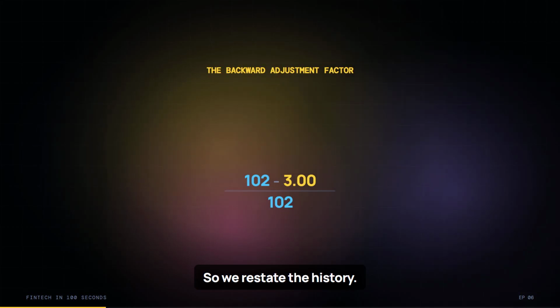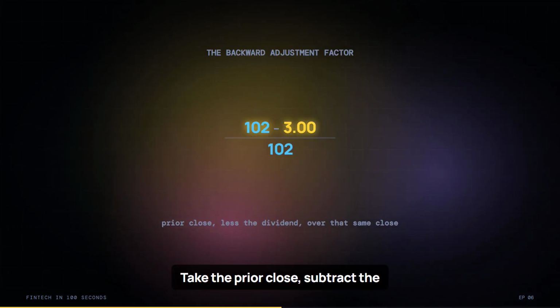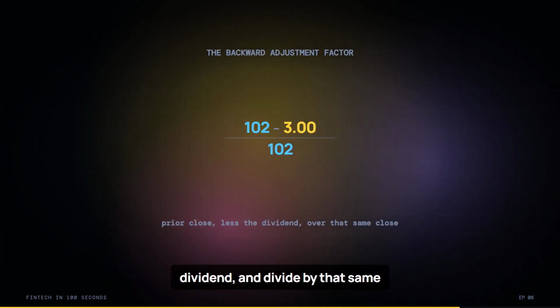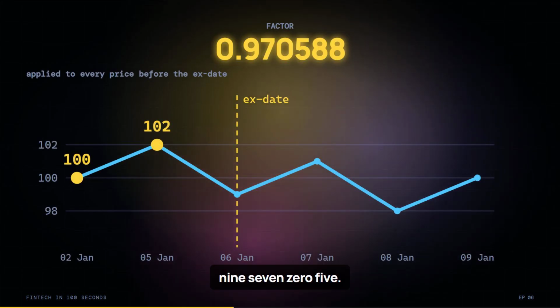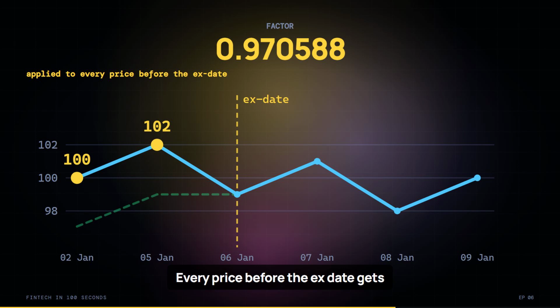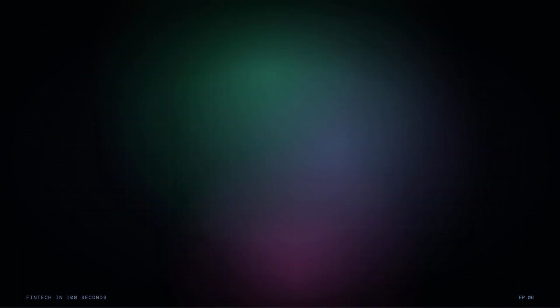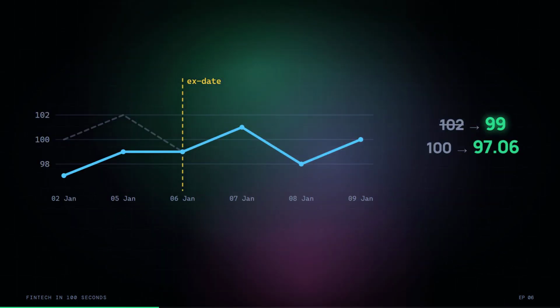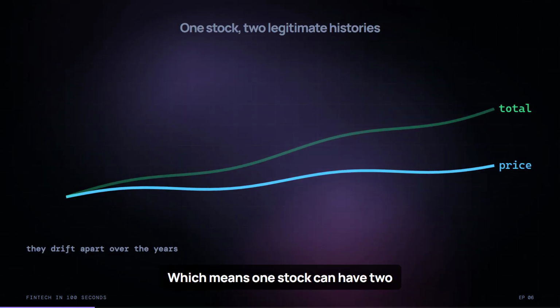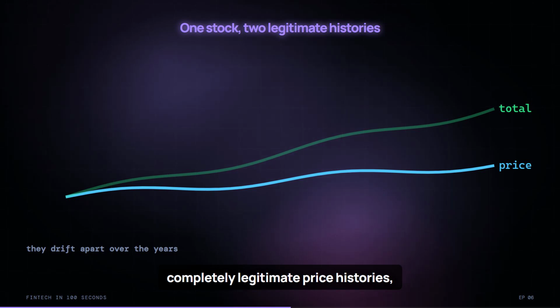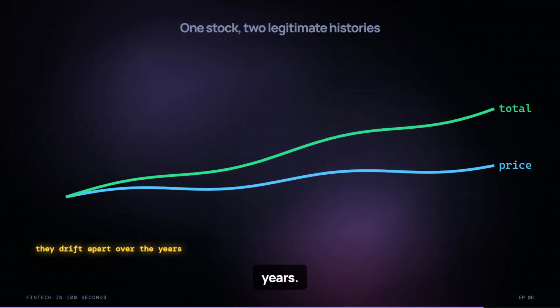So we restate the history. Take the prior close, subtract the dividend, and divide by that same close. That gives a factor of 0.9705. Every price before the X date gets multiplied by it. 102 becomes 99. 100 becomes 97. Now the chart is comparable across the event, which means one stock can have 2 completely legitimate price histories and they drift apart over the years.